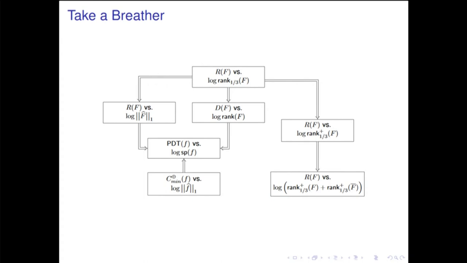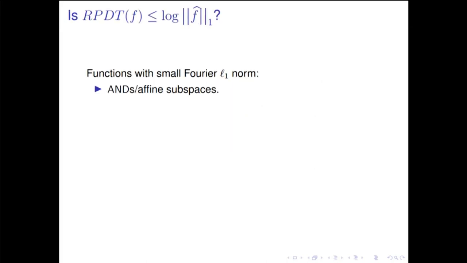Back then, we didn't even know that it was implied by the log approximate rank conjecture. It seemed interesting in itself. Why would R of F be related to the spectral norm of F? And so its corresponding PDT question was what we analyzed. Why would a function with small Fourier L1 norm be easy to compute with a randomized parity decision tree?